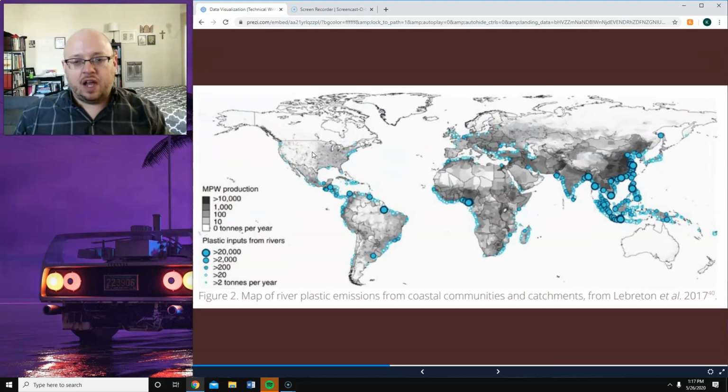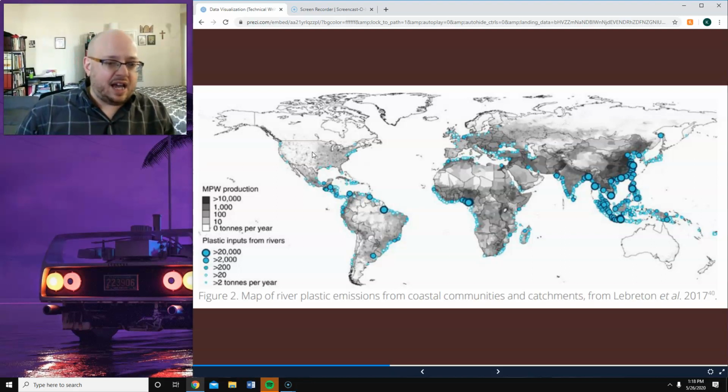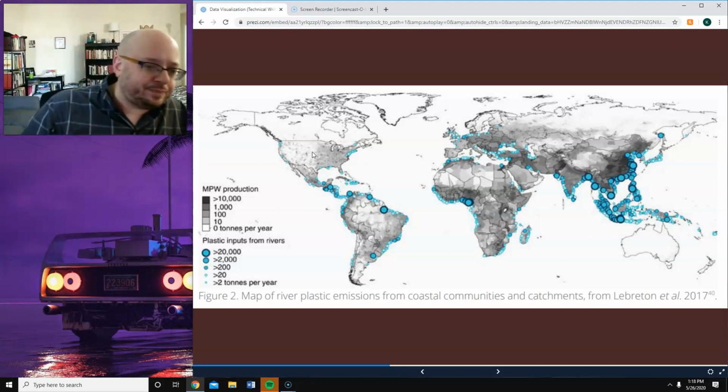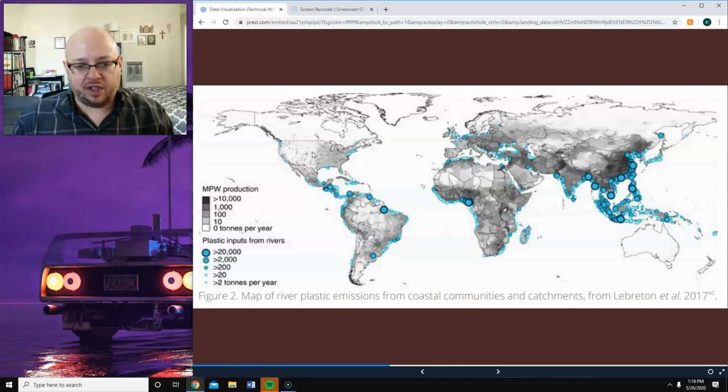So here's an example of a piece of data that isn't entirely clear at first glance. This is actually from a white paper that was produced right here in the university, right? And it's basically looking at the amount of plastic waste from different rivers around the globe, right?